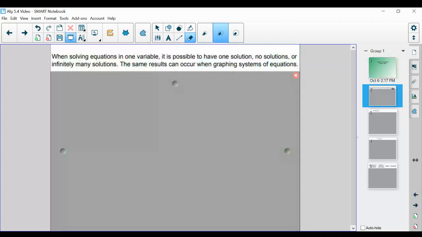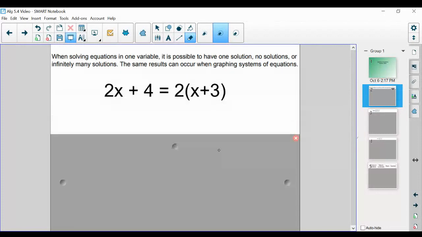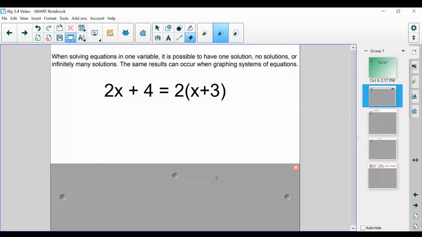So again, let's think back. When solving equations in one variable, it is possible to have one solution, no solution, or infinitely many solutions. The same results can occur when graphing or solving systems of equations. So let's just talk about equations in one variable just to give us a quick refresher.